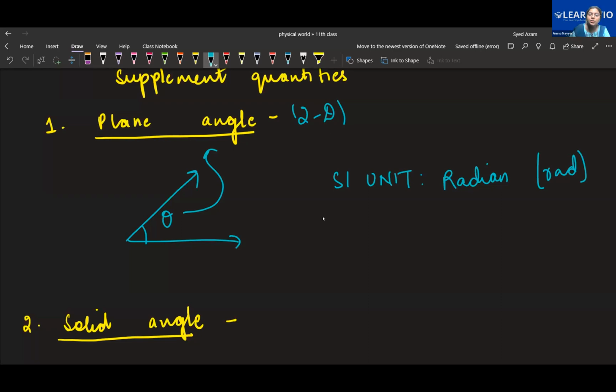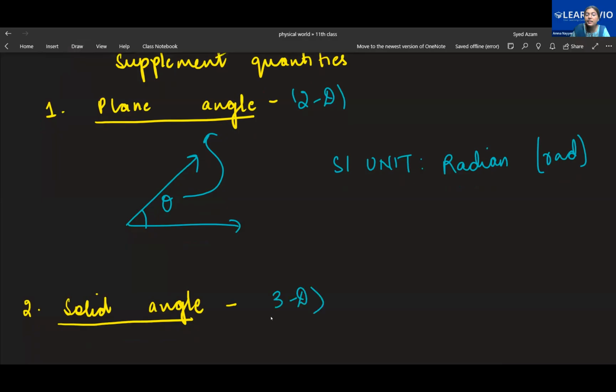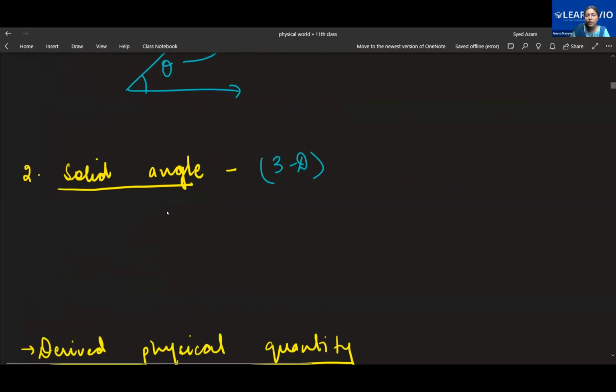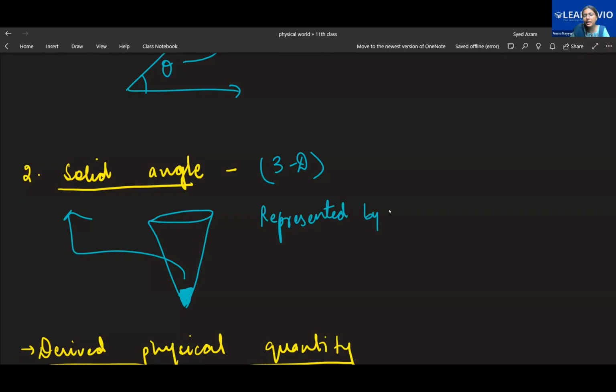Now, when it comes to solid angle, it means the angle in three dimensions. Think of a cone. If I just take this end part of the cone, what is this? This is actually a three-dimensional angle of the cone, because it is not 2D, it is a 3D figure. So this is your solid angle. How do you represent it? It is represented by the symbol omega.